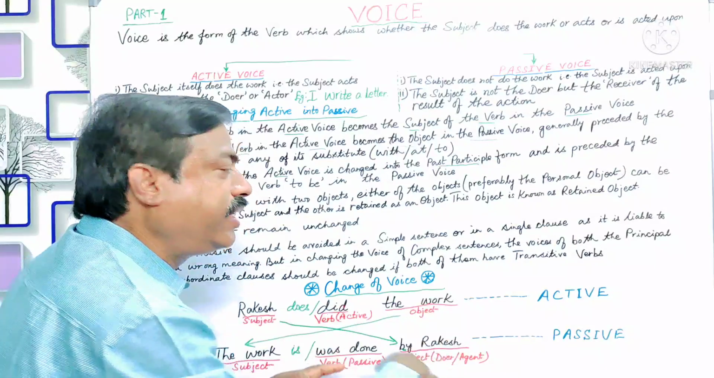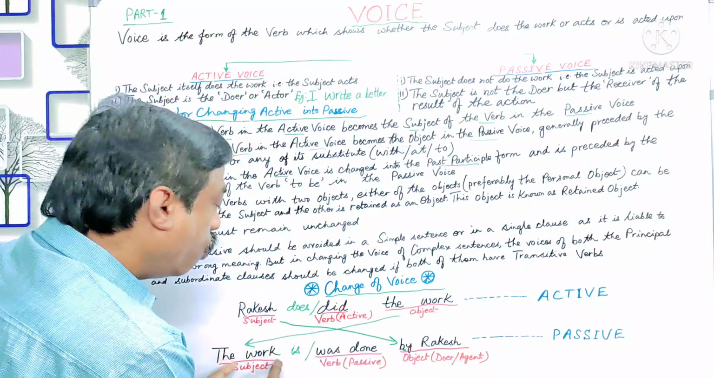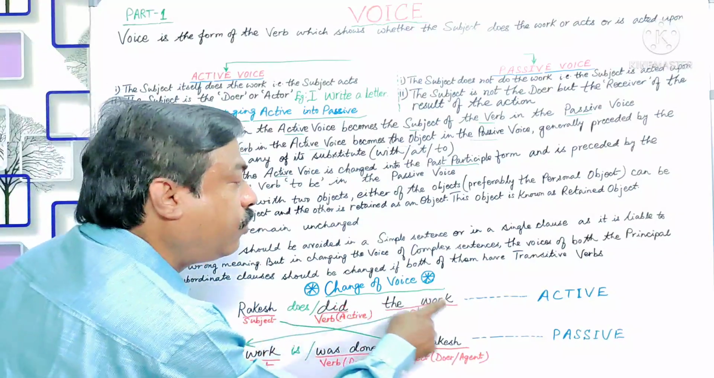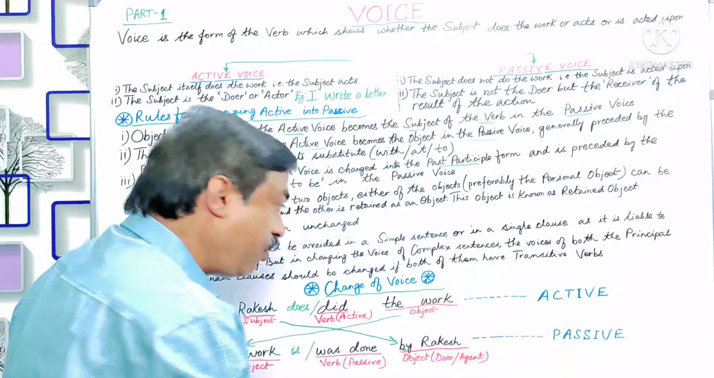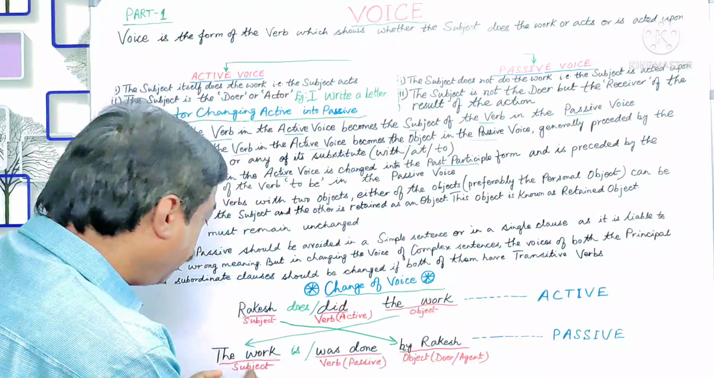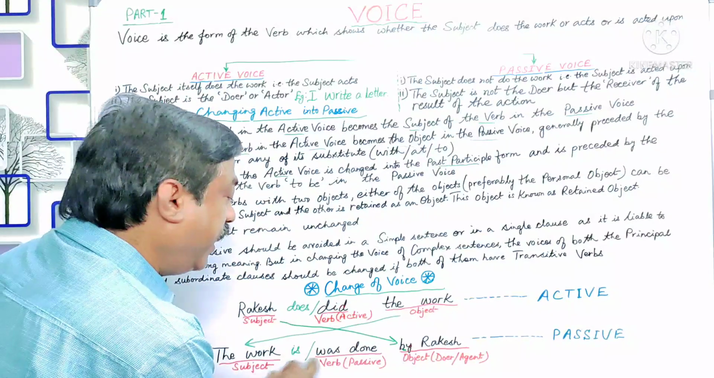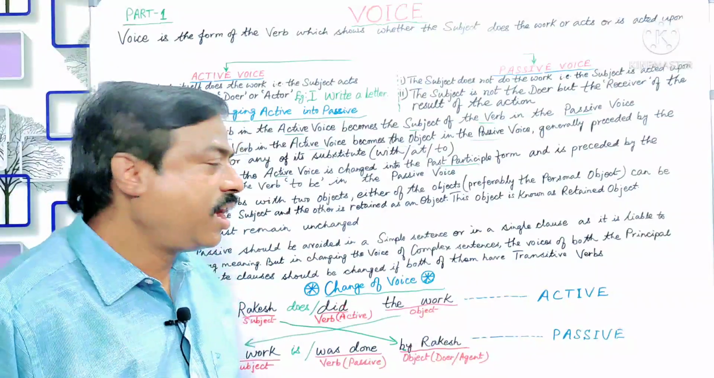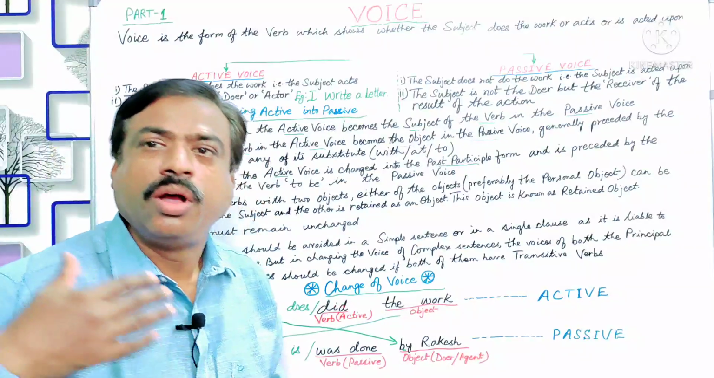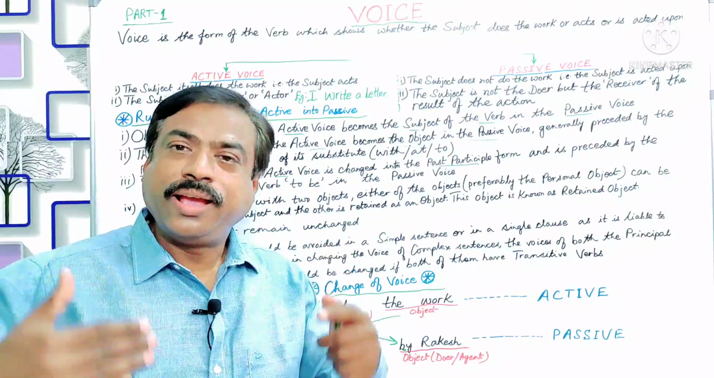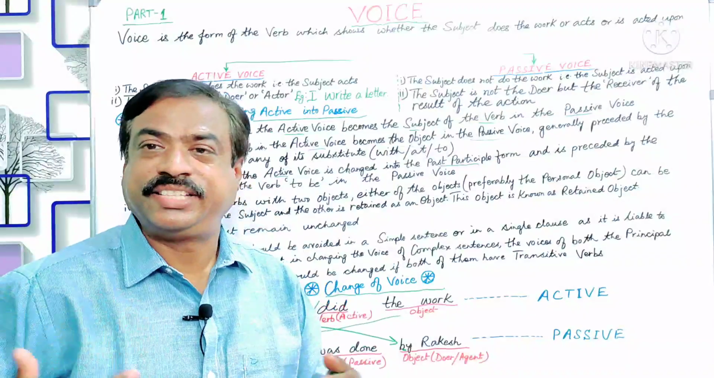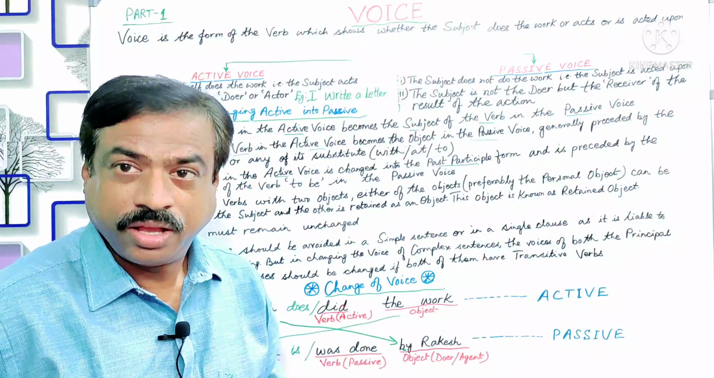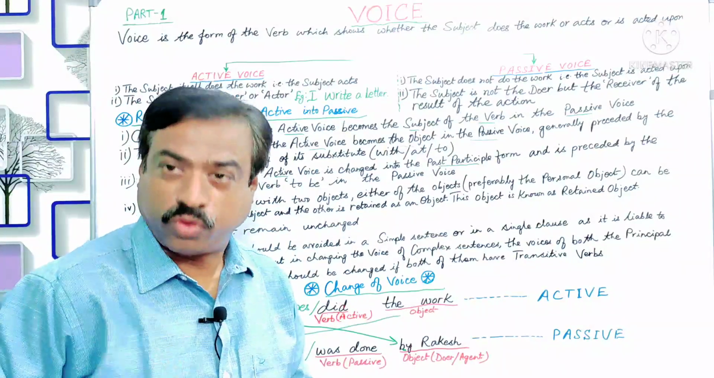Now I think it is clear to you. Rakesh did the work in the active voice. It changes to the work was done by Rakesh in the passive voice. And if it's Rakesh does the work in the active voice, if we want to change this into passive, we have to say the work is done by Rakesh. So this is how we do the necessary change. And now I will show you how we apply these changes in the context of different tenses. Okay, so just keep on watching.